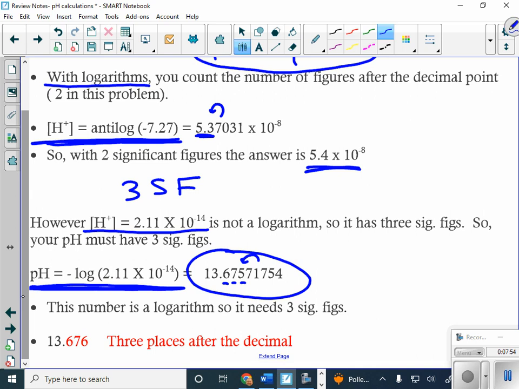is 13.676. The 3 sig figs are the 3 places after the decimal. So when I'm using the values for pH and pOH, I'm only using after the decimal for sig figs. I can tell you right now that when you do this WebAssign 12.2, the place you're going to screw it up is sig figs. You're going to mess up the sig figs because I see it all the time. I've already seen it today, even after I told people.